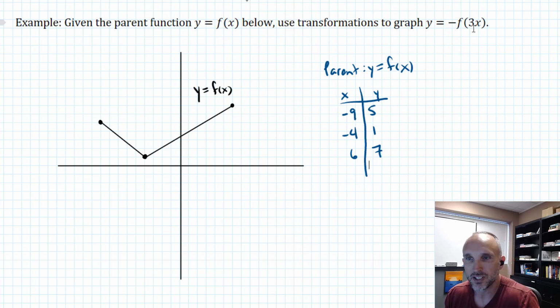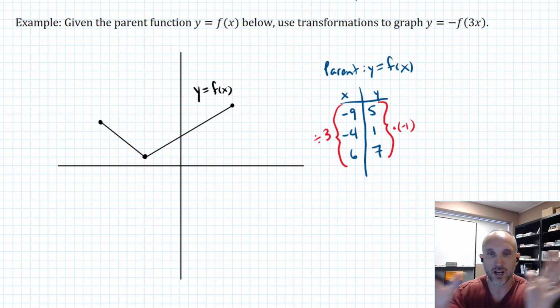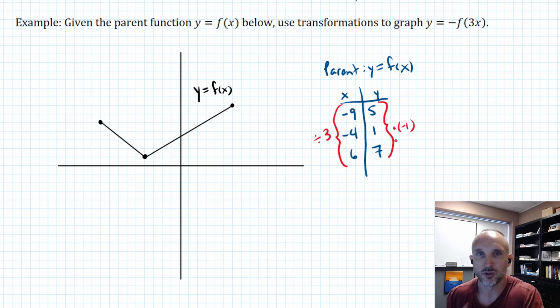The x transformation we can see here inside the parent operation, we're multiplying by 3. So that means we'll go to our x column and reverse that and divide by 3. And in the y column, we're multiplying by -1 outside of the f function. So we'll multiply the y values by -1. Now what's this going to do? Dividing x by 3 is going to squeeze our graph towards the y-axis. It's going to shrink it horizontally by a third. And multiplying the y values by -1 is going to flip it over the x-axis. So let's see what we get.